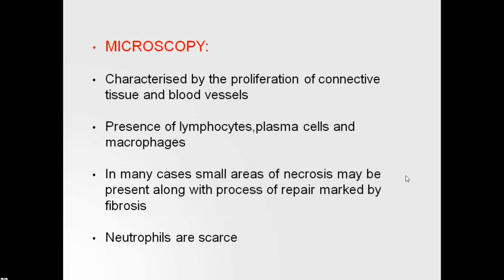On microscopy, you will find proliferation of connective tissue and blood vessels, and the presence of lymphocytes, plasma cells, and macrophages. In many cases, small areas of necrosis may be present, with the process of repair marked by fibrosis. Neutrophils are scarce in chronic inflammation.